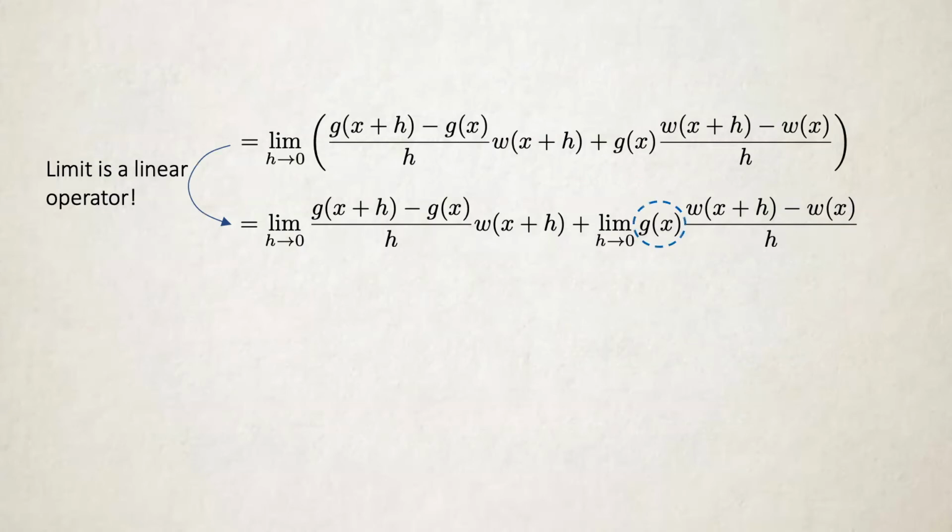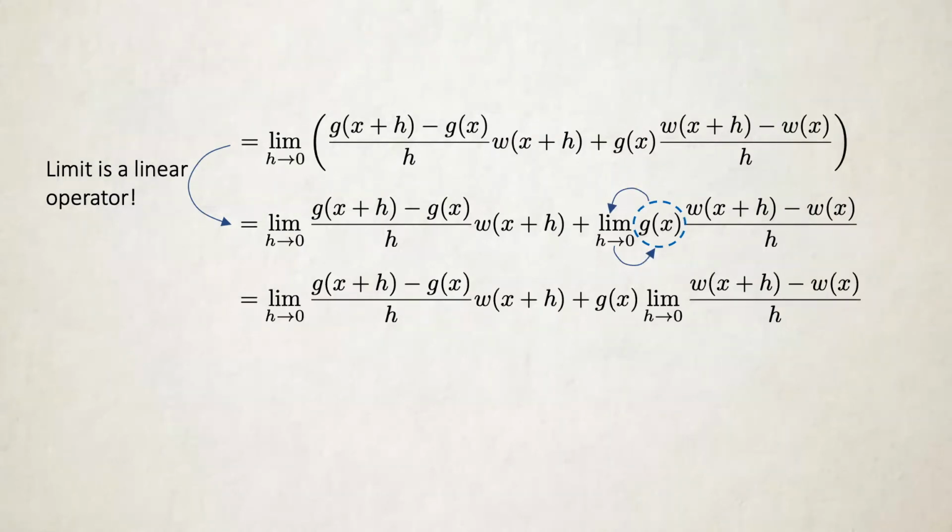Note that g of x does not depend on h, so we can switch the position of the limit and g of x, which gives the limit as h approaches 0 of g of x plus h minus g of x over h times w of x plus h, plus g of x times the limit as h approaches 0 of w of x plus h minus w of x over h.